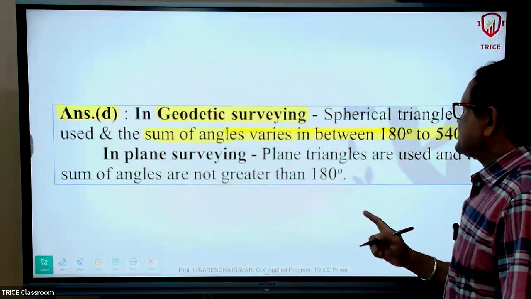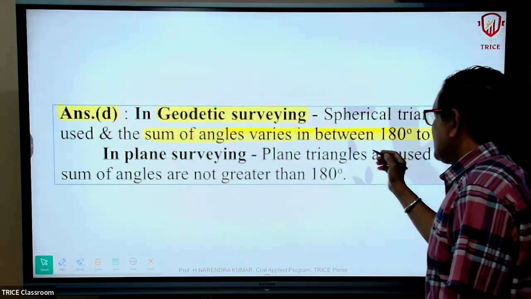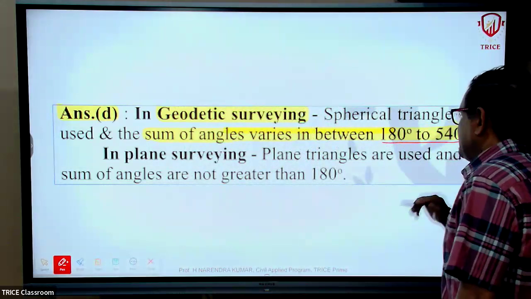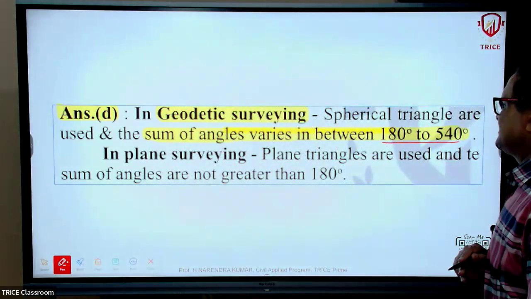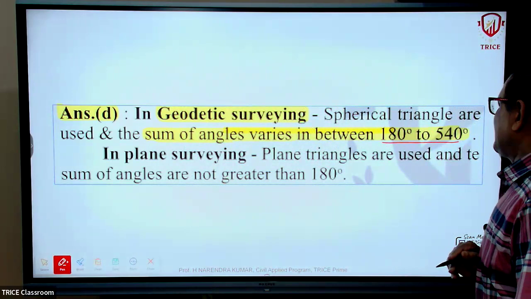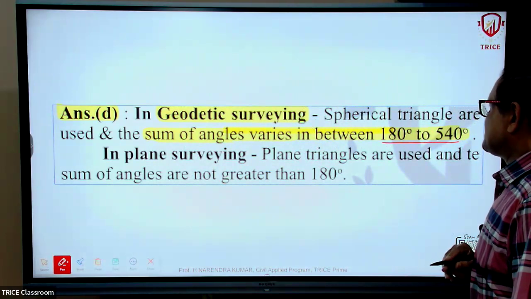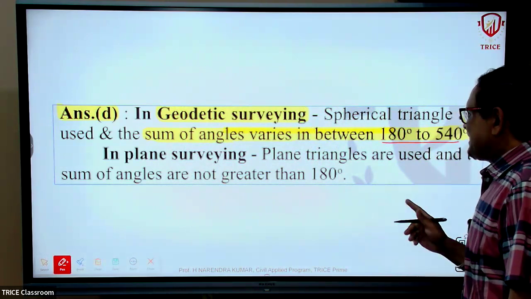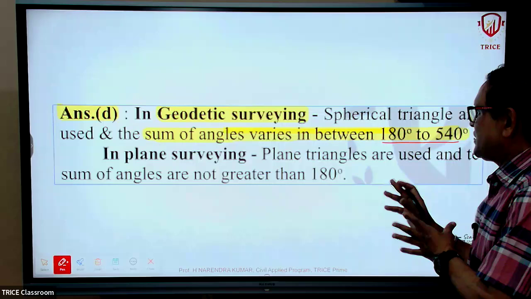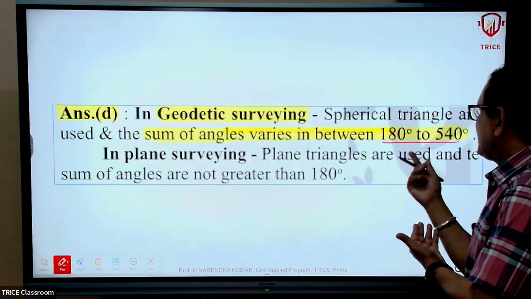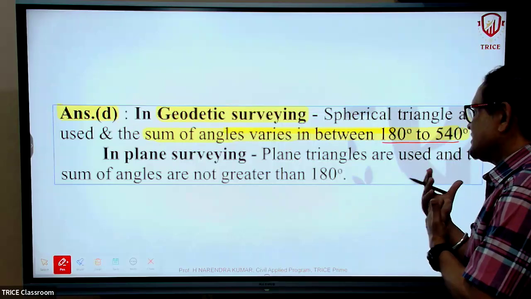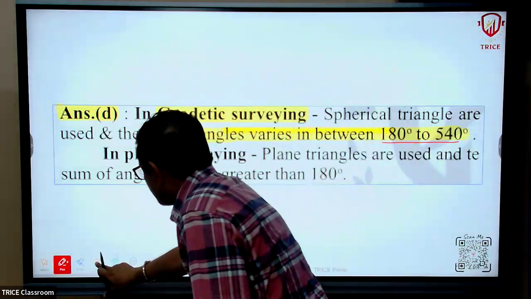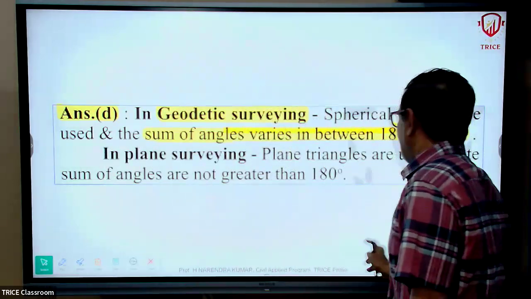Spherical triangles are used and the sum of angles varies between 180 to 540. So 540. That means the answer is D. It should not be greater than 540. The question can be asked differently: if it says should not be less than, it means 180; should not be greater than means 540. Okay, 180 to 540, that is the characteristic of the spherical triangle.